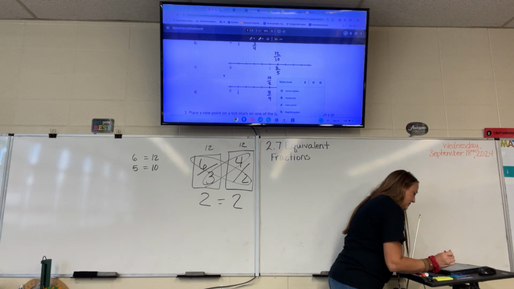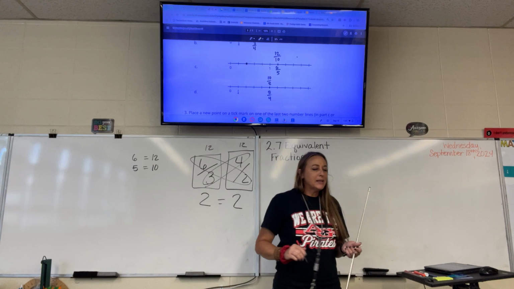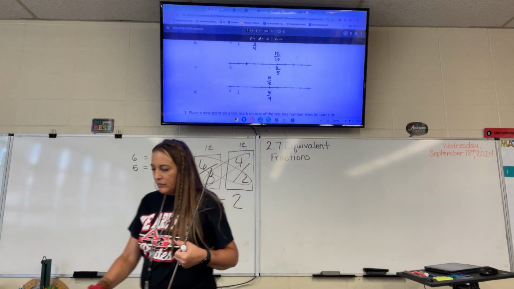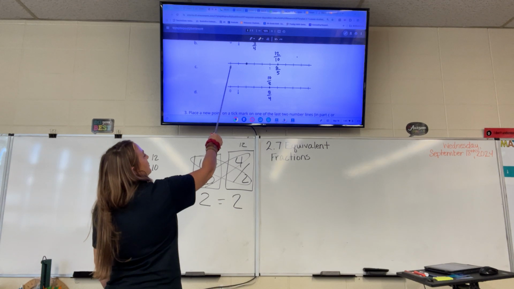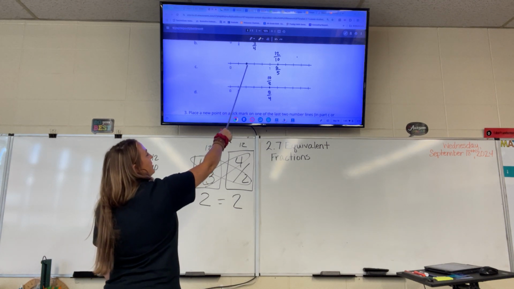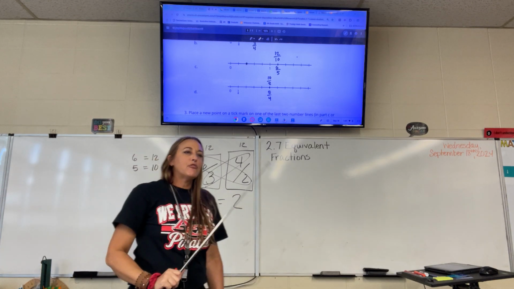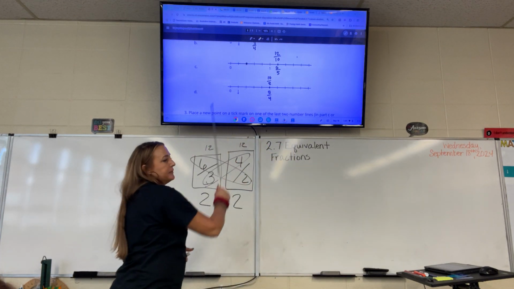Let's do a point right here. Okay, so go to number line C. Go to number line C, and not the first tick mark after 0, but the second one. What would the fraction be, Devin, that would represent that point right there?